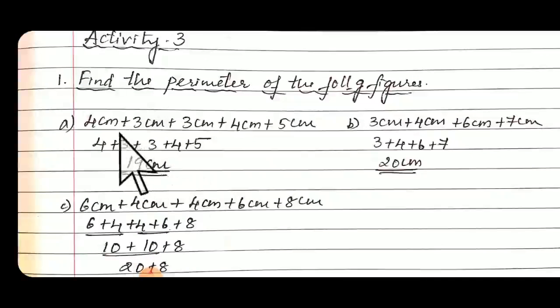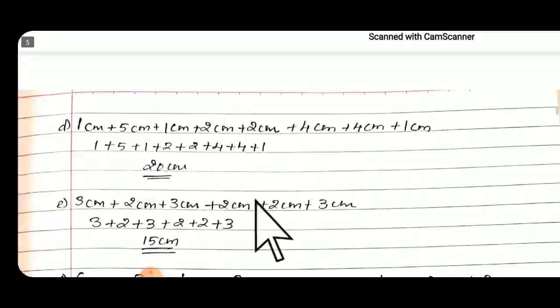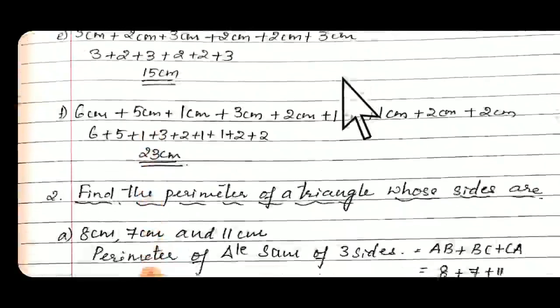See, according to the first figure, 4 plus 3 plus 3 plus 4 plus 5 added, it becomes 19 centimeter. In the second figure, it becomes 20 centimeter. Like this, you need to complete the first exercise of activity 3.